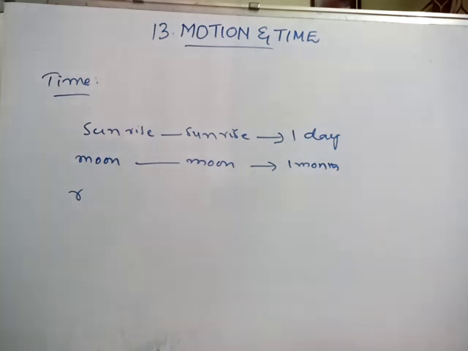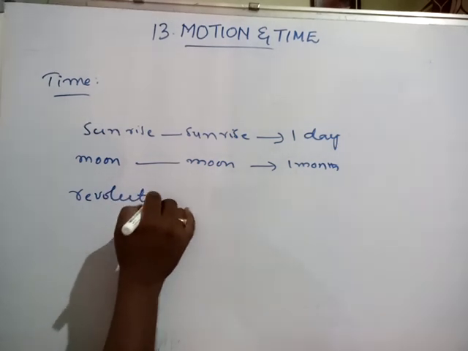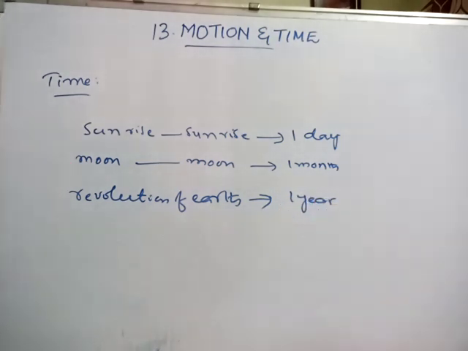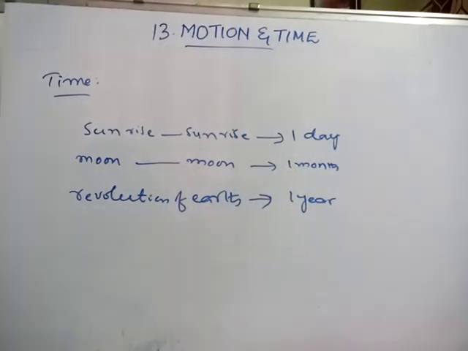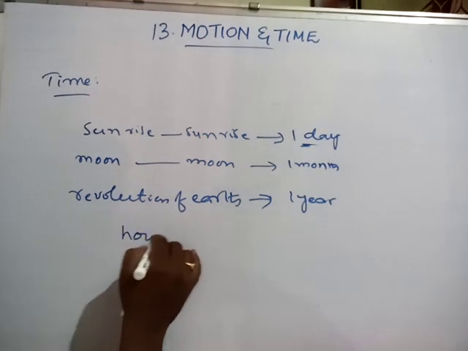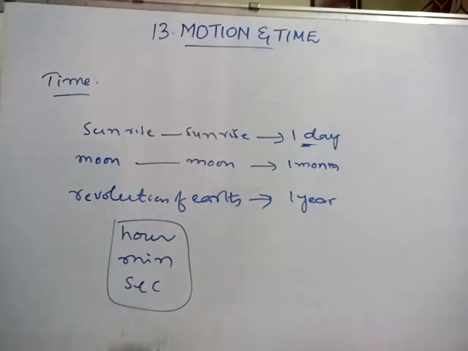And we know our earth is revolving around the sun, no? The revolution of earth around the sun takes 1 year. It is very well and fine, but we not only need day, month, year. We also require shorter times, because within a day we need hours, minutes, seconds also. So how can we measure these hours, minutes, seconds?